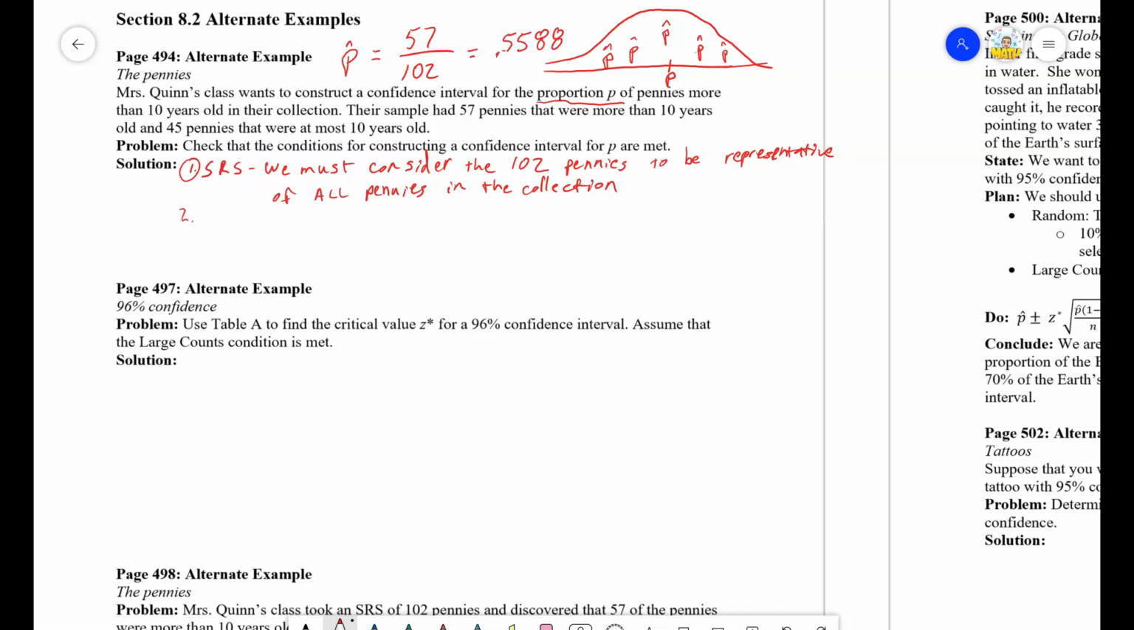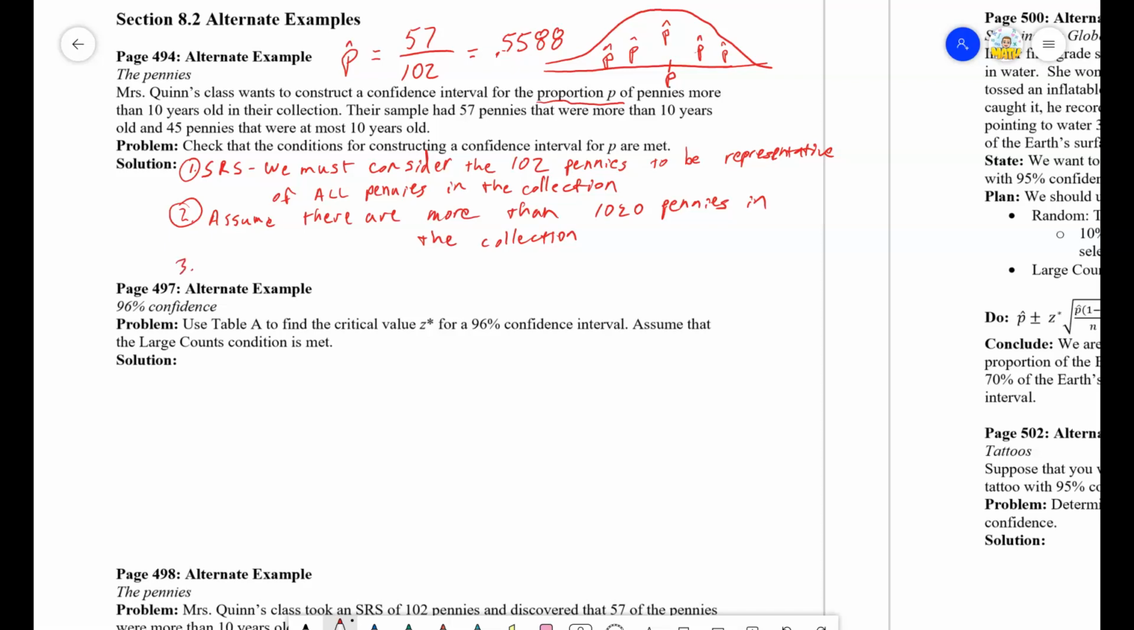The second one, we want to basically make sure that each penny is independent of the next. But remember, our rule of thumb for that is to assume there are more than 10 times 102 pennies in the collection. And I believe it states in your textbook that there are. Right? Remember, the rule of thumb here is that we don't want to sample more than 1/10 of the population. So our sample size was 102. That can't be more than 1/10 of the entire population that we're sampling from.